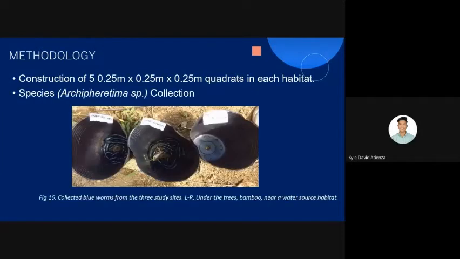For the species collection, the blue worms were collected for counting within the established quadrats from each type of habitat. To prevent recounting the same sample, counted blue worms were temporarily stored in an open container and then released as soon as counting and tallying were done.